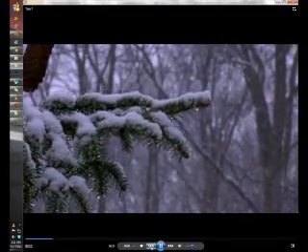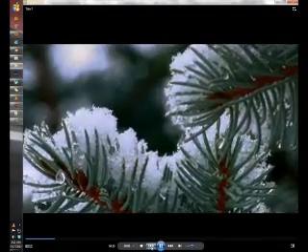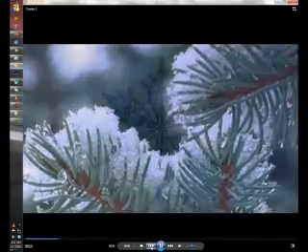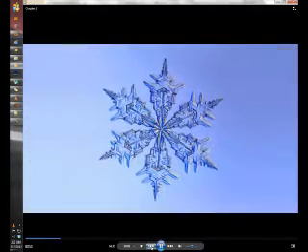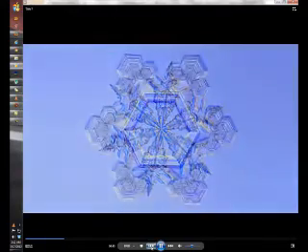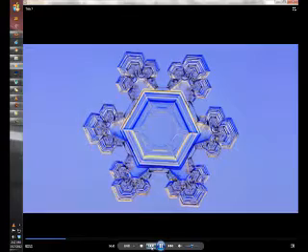Consider the snowflake. These tiny crystals are formed when water vapor in a cloud condenses directly into ice. As the crystals grow, delicate and beautiful patterns emerge.